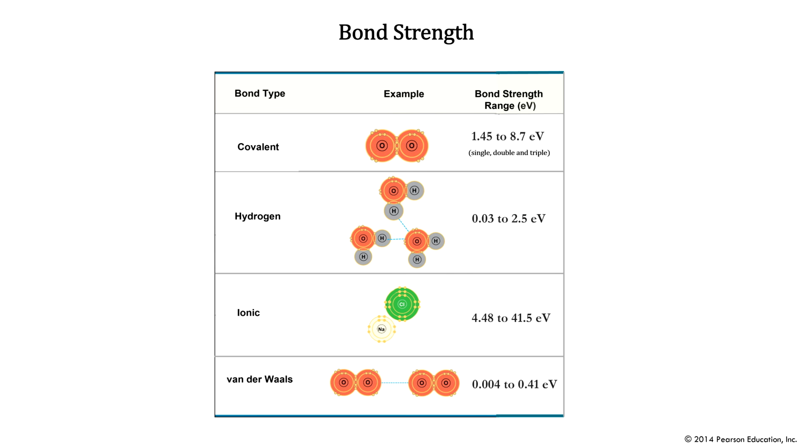When comparing the strength of these bonds, we find that ionic bonds are the strongest, followed closely by covalent bonds. Hydrogen bonds are significantly weaker, and van der Waals bonds are the weakest.